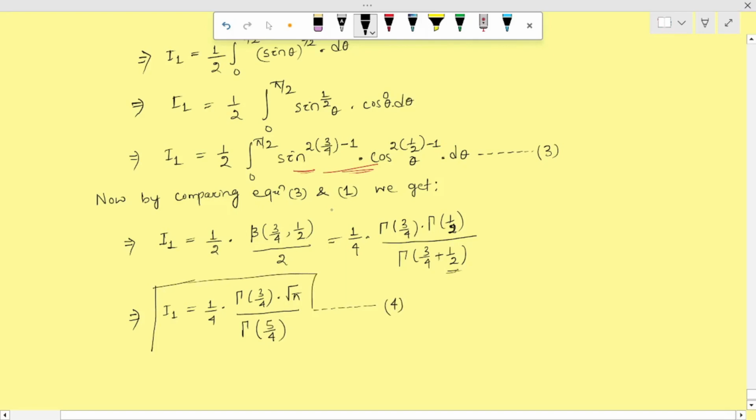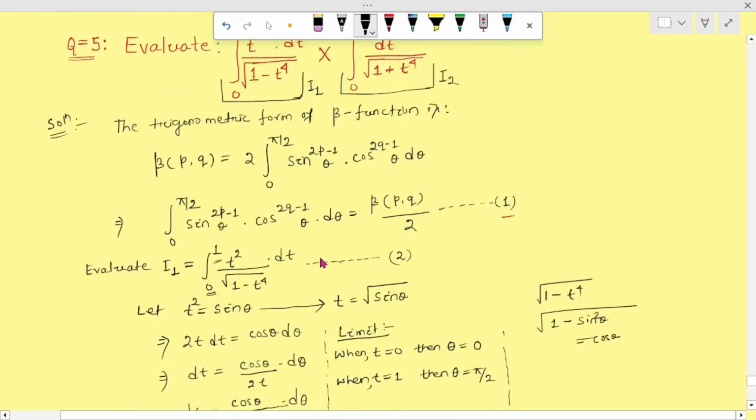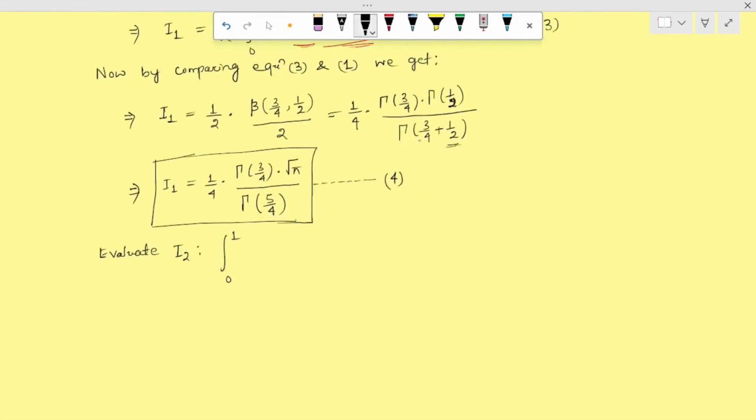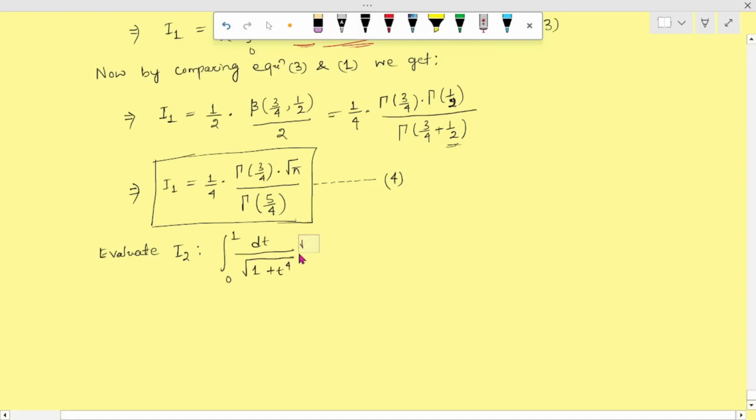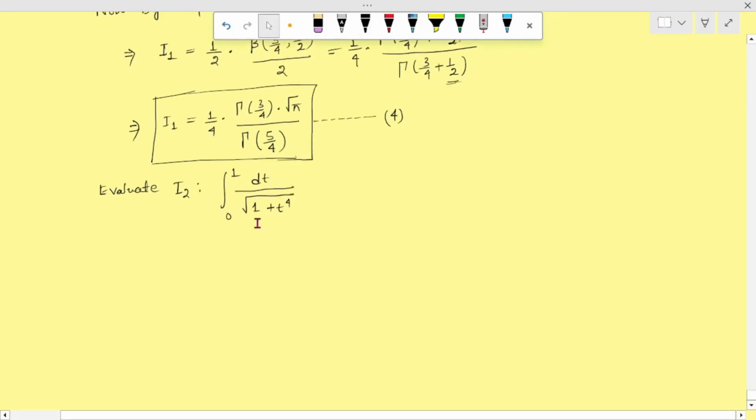Now we are going to evaluate the I2 integral. Simply put a heading, evaluate I2. What was our I2? 0 to 1 dt by whole root over of 1 plus t to the power 4. That was all, okay. We will evaluate this also using the trigonometric form of the beta function, okay.